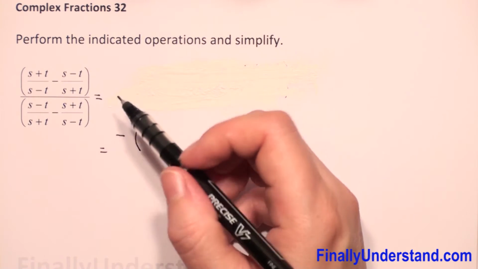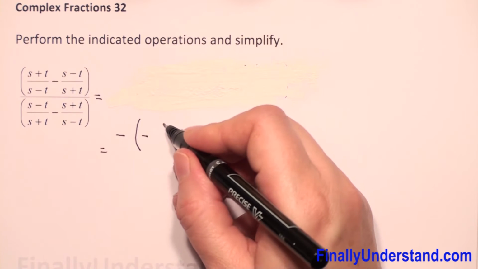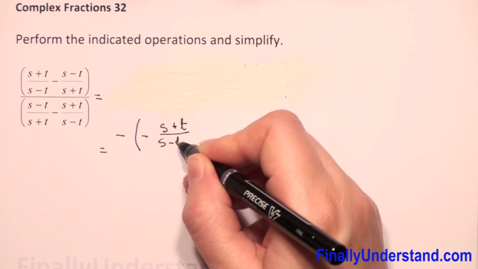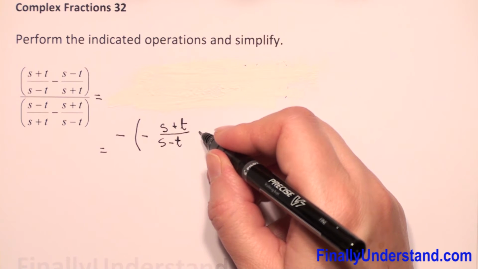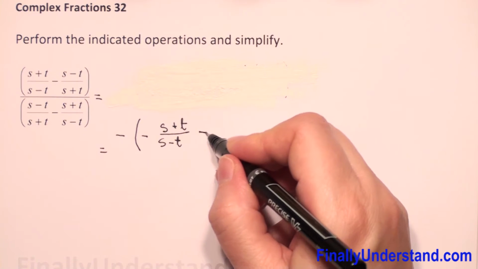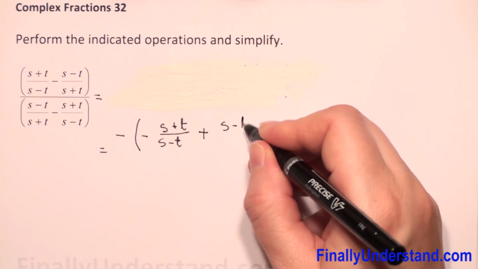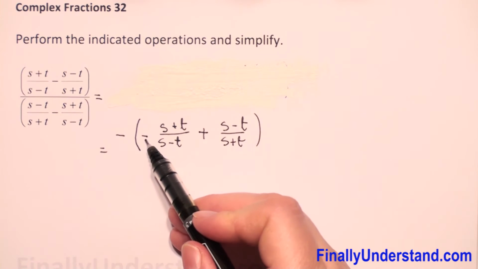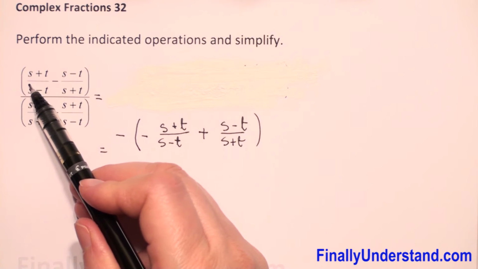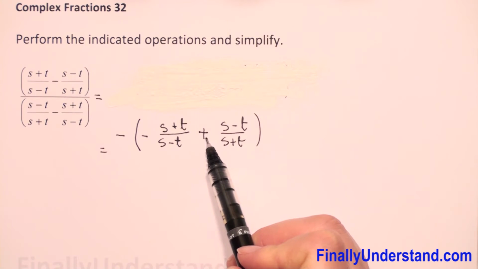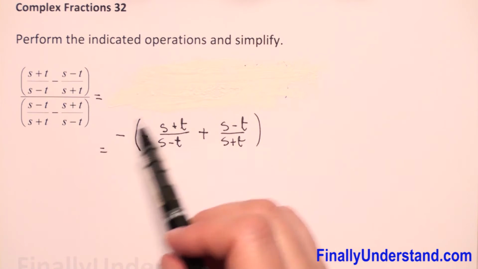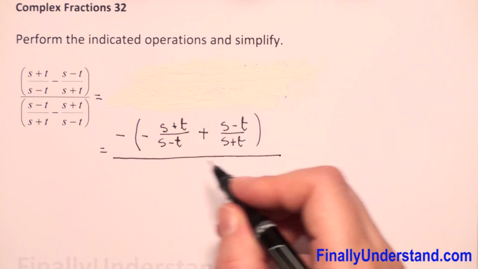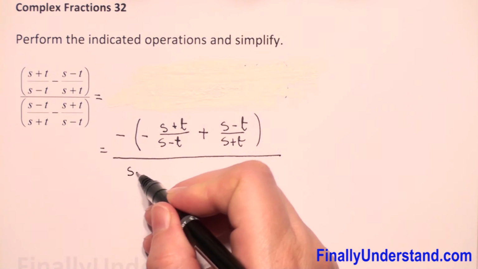So now in parentheses I will have negative s plus t over s minus t, and now because I factorize the negative sign, it will be plus s minus t over s plus t. Negative and negative give me positive, so we have a positive expression first, and positive gives me negative, so this is negative. I didn't change anything. It's still the same expression in the numerator, and the denominator I will copy.